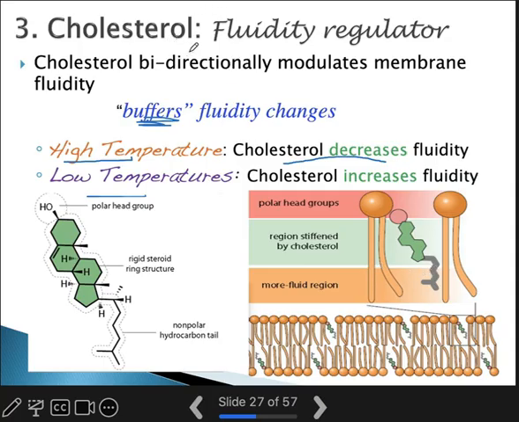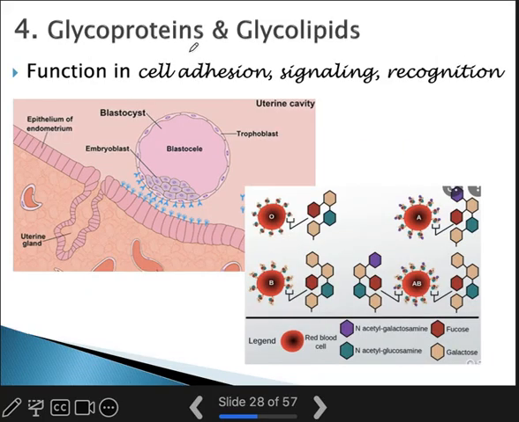It's this fluidity regulator. All right, and then last but not least, we have glycoproteins and glycolipids. Basically, these are either proteins or lipids that have sugar attached to them. And these can play many roles, but things like cell adhesion and cell recognition are two roles that these glycoproteins and glycolipids are going to have. So essentially, they're going to afford more functionality to the membrane.